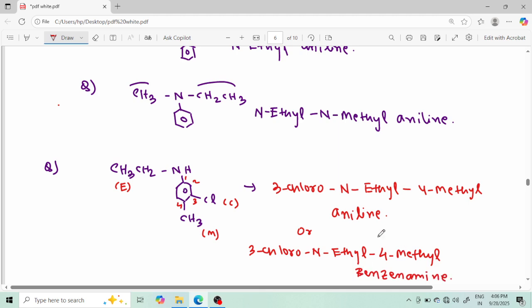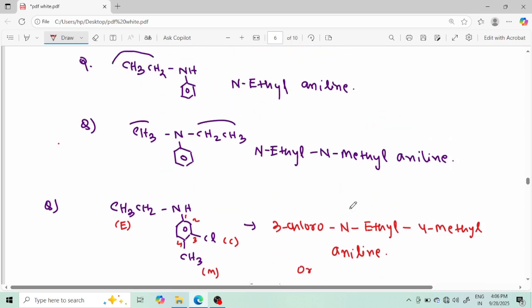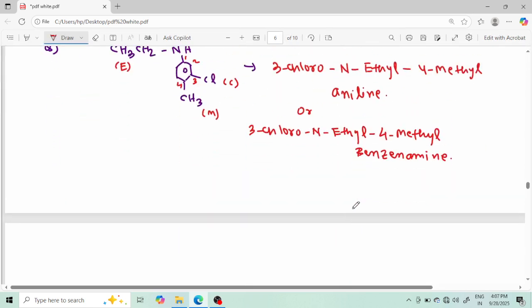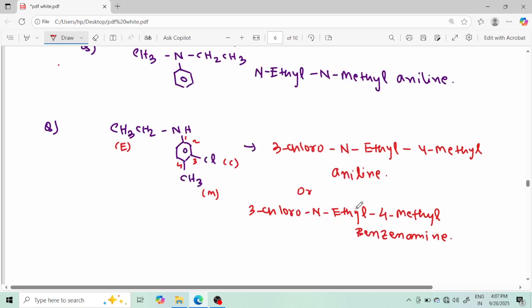Alright, now with this we are done with the IUPAC name and common name of this amine chapter. So you go through this. In our next class we'll do the MTG questions.